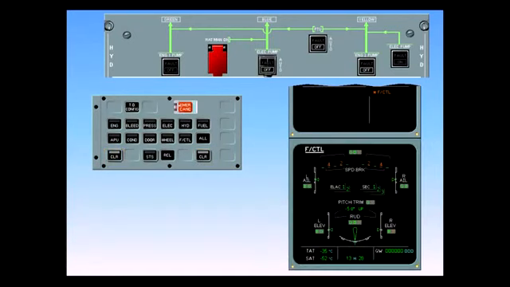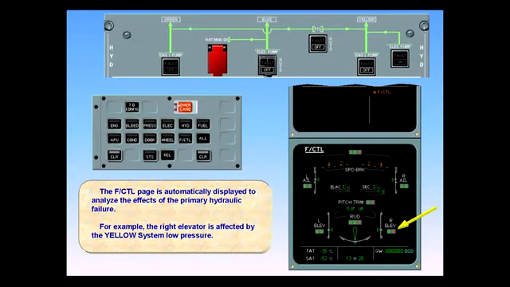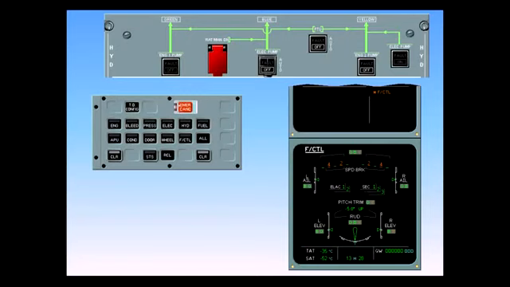The flight control page is automatically displayed to analyze the effects of the primary hydraulic failure. For example, the right elevator is affected by the yellow system low pressure. Once reviewed and after confirmation from the pilot flying, clear flight control.